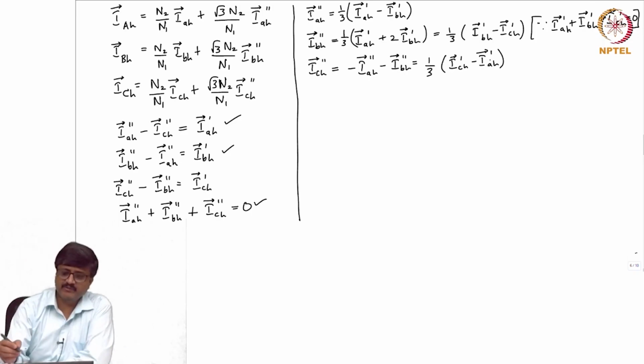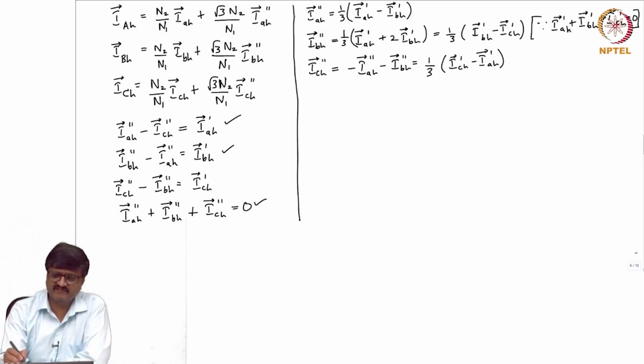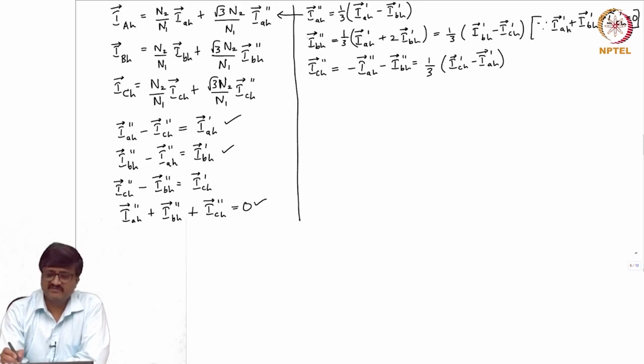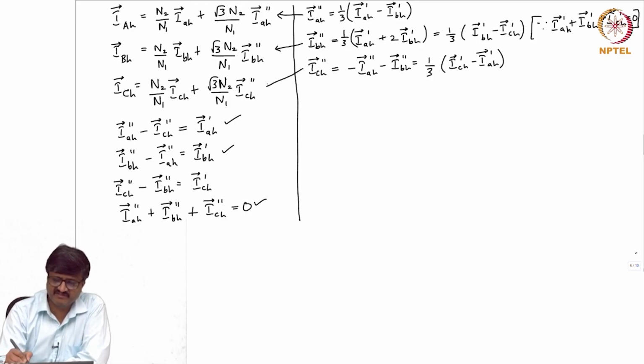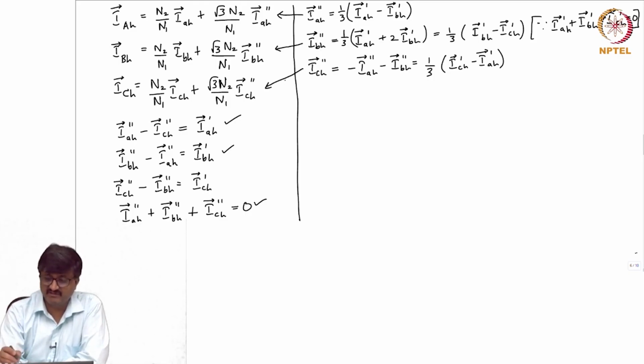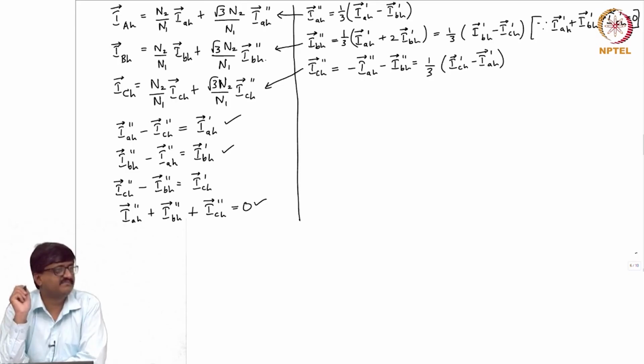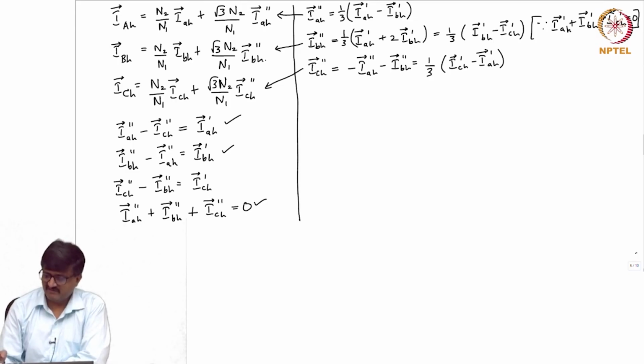Now what I need to do is substitute this expression for IAH prime in this equation, substitute this expression for IBH prime in this equation, and substitute these double prime current expressions, IAH double prime, IBH double prime and ICH double prime, here. Okay. So I need a very long page, so I will go to the next page in order to substitute this.